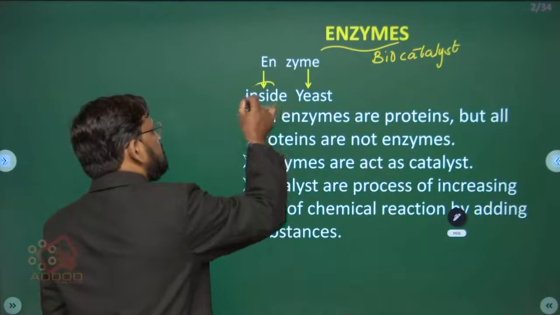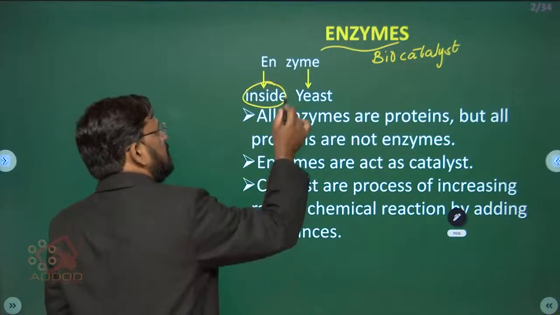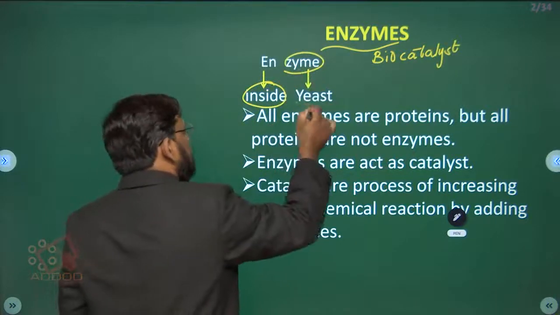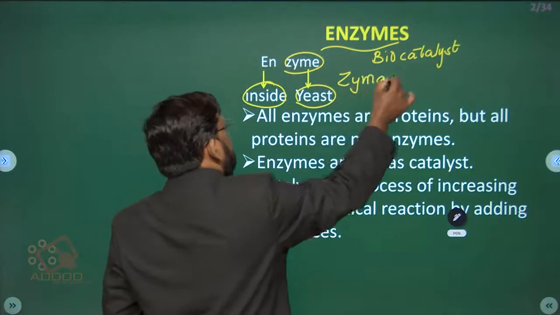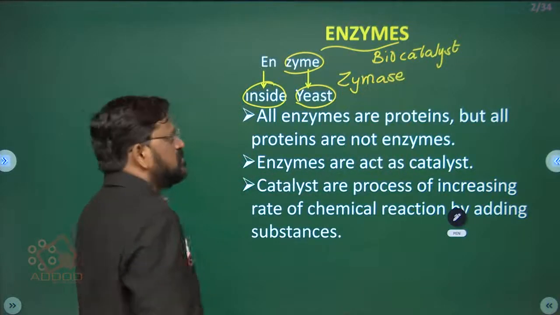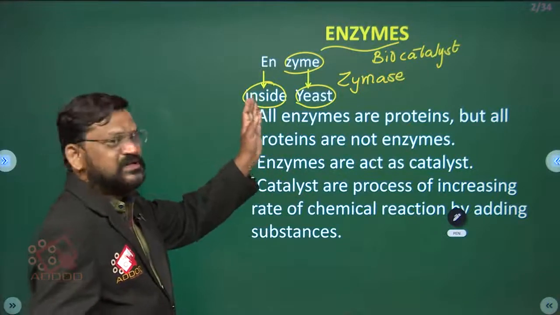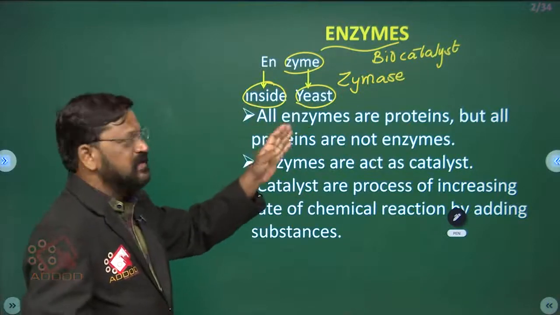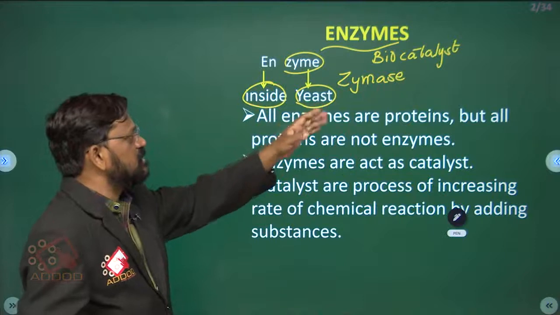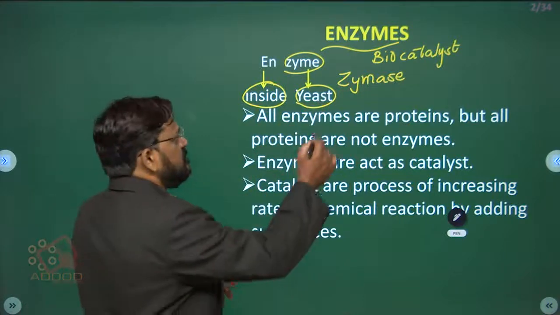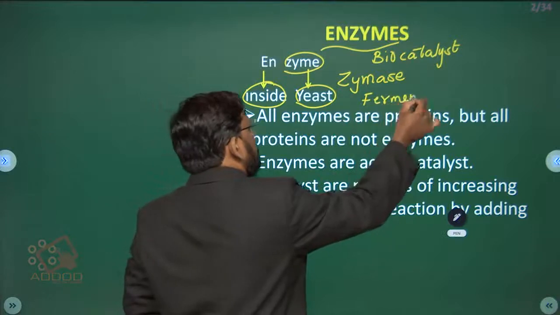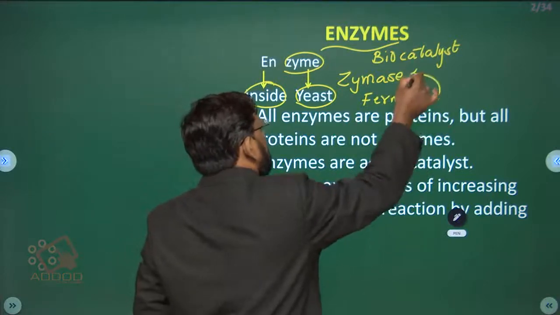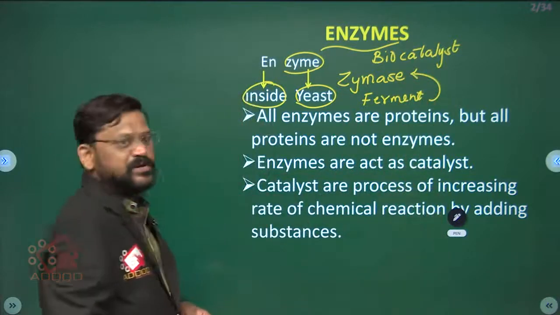Enzyme means, en means inside, zyme means yeast. So the first discovered enzyme is zymase. That's why, in the meaning, en means inside, zyme means yeast. So the first discovered enzyme is called what? Zymase. Previously it was called ferment. Now we call the enzyme extracted from yeast zymase.